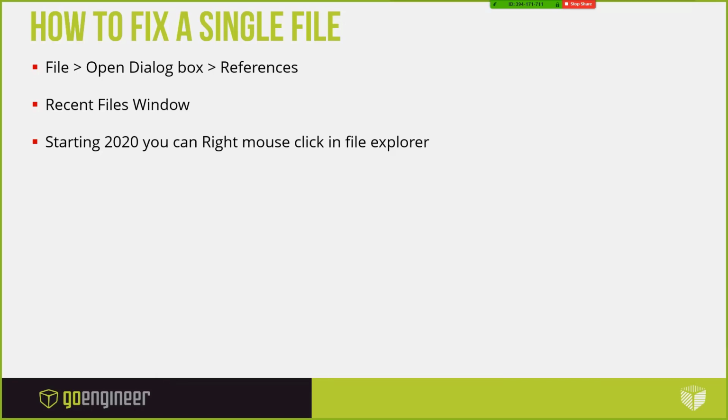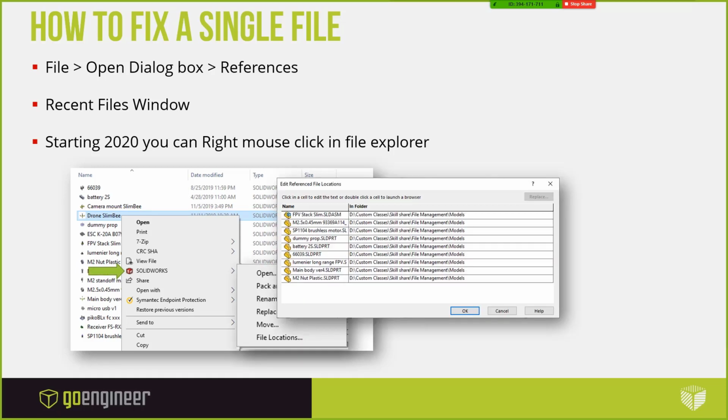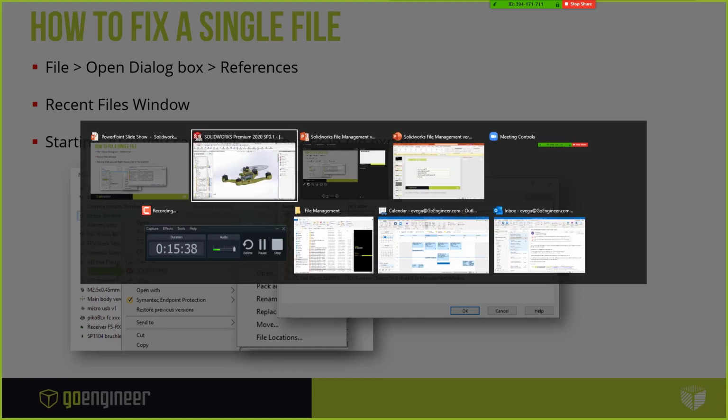Now, starting in 2020, you can right mouse click in File Explorer, utilize the SOLIDWORKS option and select Open, which will bring you over to the Open File location where you can select the References button. Once again, taking you to the same place where you can repoint SOLIDWORKS to the file that you want to use. Let's go ahead and show you how that works out.